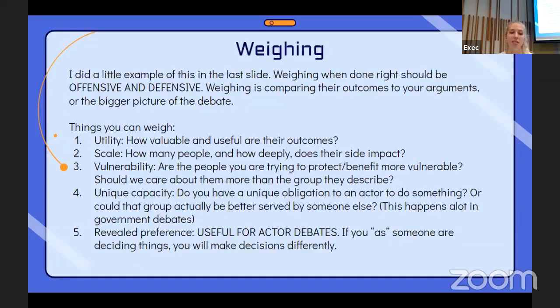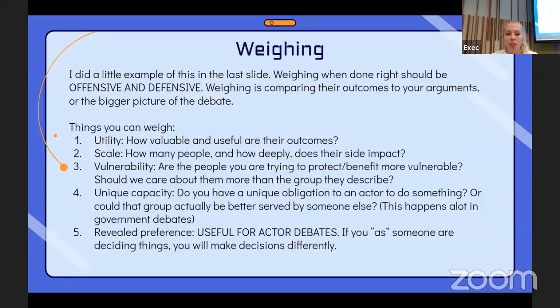Of the things that you can weigh, there are lots of ways that these factor into the debate, and there is some overlap between these five things, but they are distinct within themselves. So I'll take a while to go through one by one what each of them means.